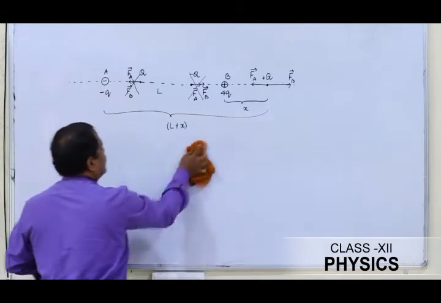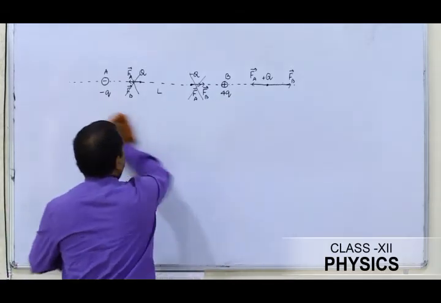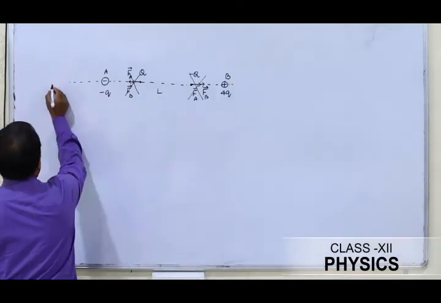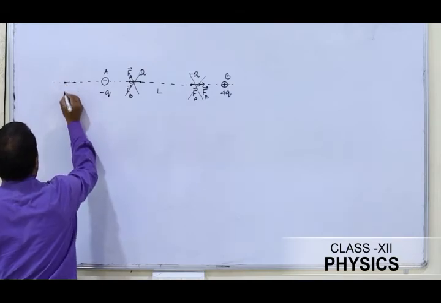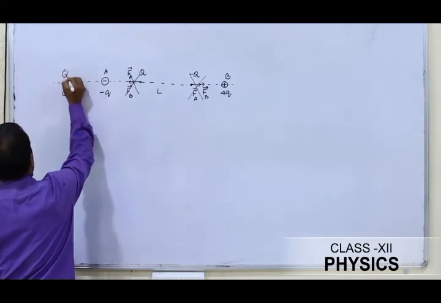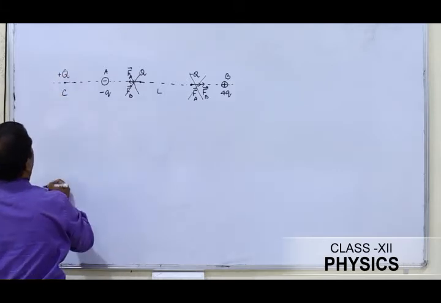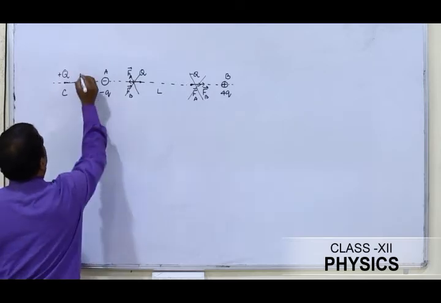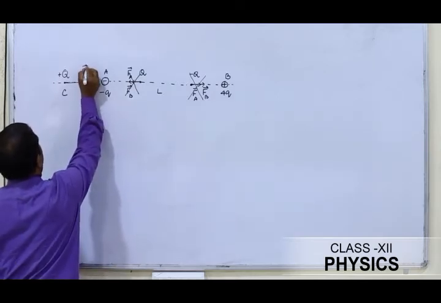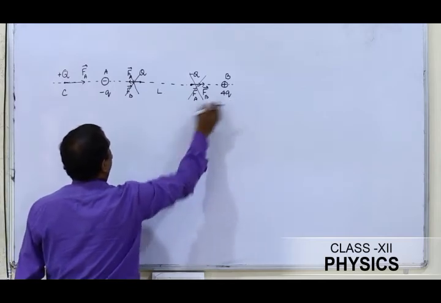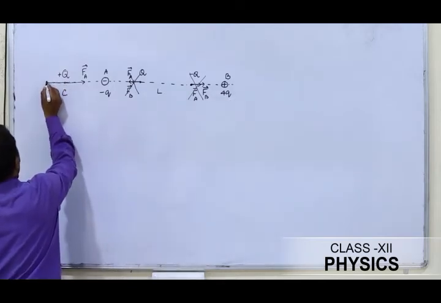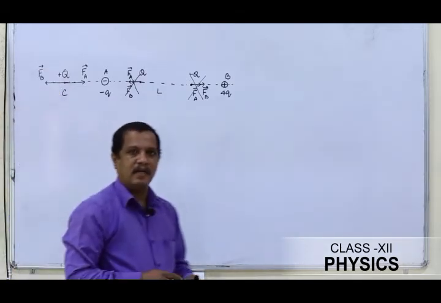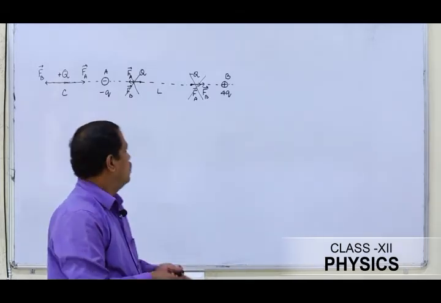So let us consider a point on the left side of A and check for equilibrium. So a third point here, I am going to have C, and let me say I placed a charge plus Q. I know this plus Q charge will experience an attractive force, and this is Fa, and this charge 4Q is going to exert a repulsive force Fb. Now if these two forces are equal, then the charge will be in equilibrium.